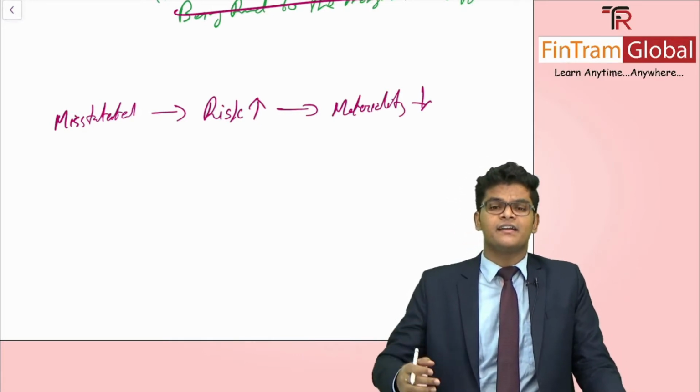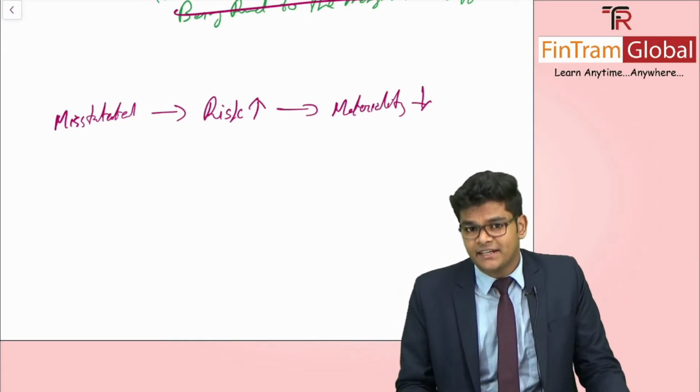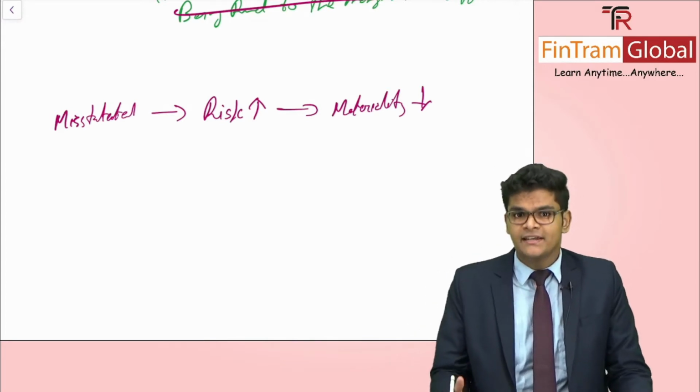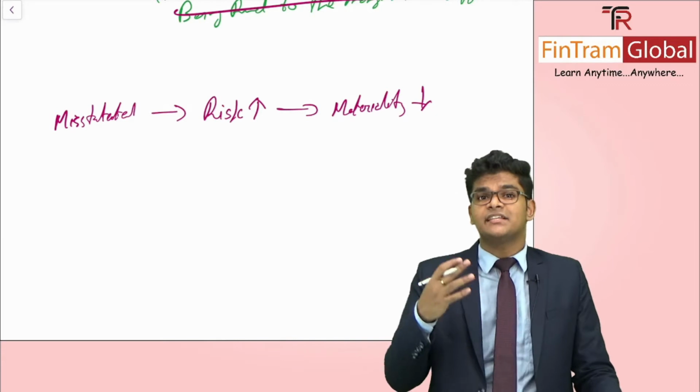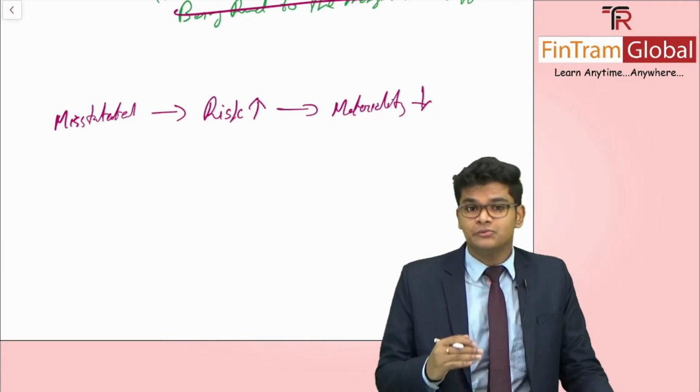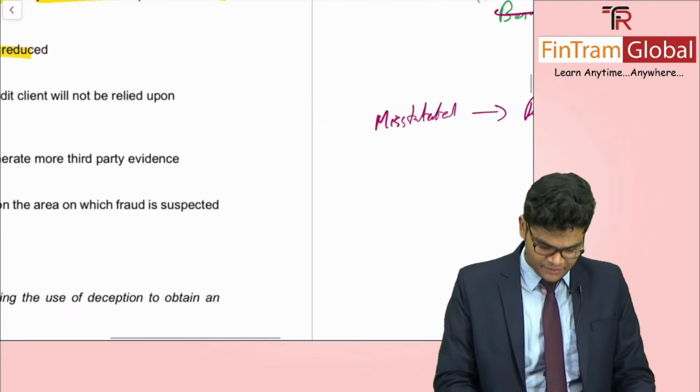Okay, folks, if there are more errors or misstatements identified throughout the course of the audit, then the risk level will also increase. And if the risk increases, the materiality level will reduce as well, isn't it? So keep this in mind. That's a really important aspect.